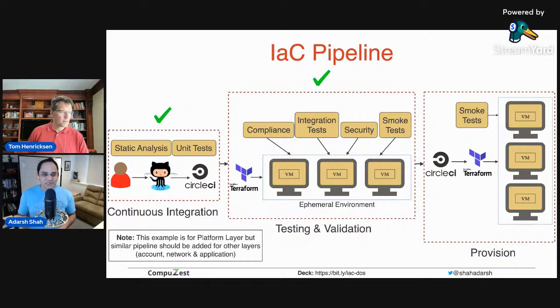So this example is just for one of the layers, right? Like provisioning VMs. But of course, you'll have your account level infrastructure as code, your network layer or application layer. All of that would fit in as separate pipelines that actually depend on each other.